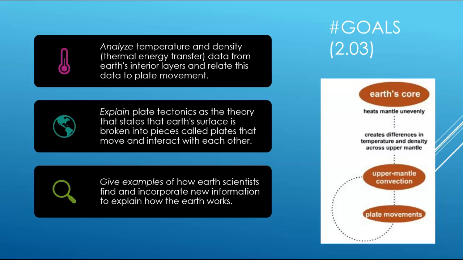core. That core creates differences in temperature and differences in density across the upper mantle. So the mantle is going to be heated by the core of the Earth. That heating in the mantle is going to cause something called convection. So we'll talk about that next. And convection is going to cause movement of our plates. So one of the things that we need to focus on in this lesson is how temperature and density can tell us about movement of tectonic plates.